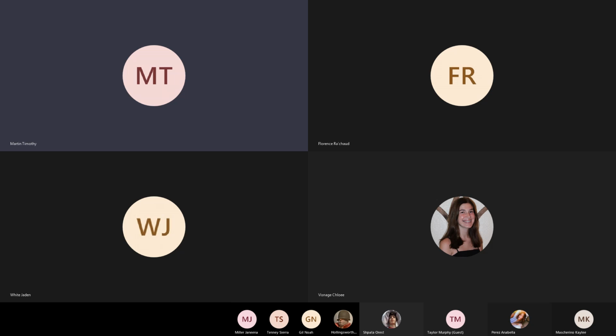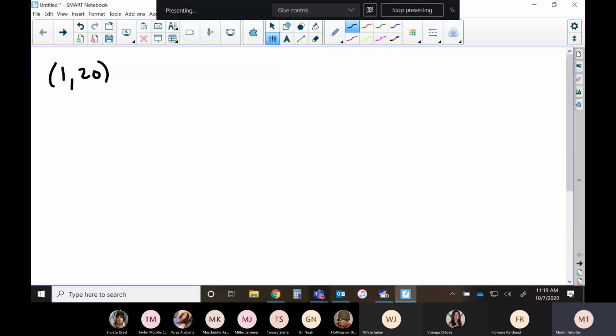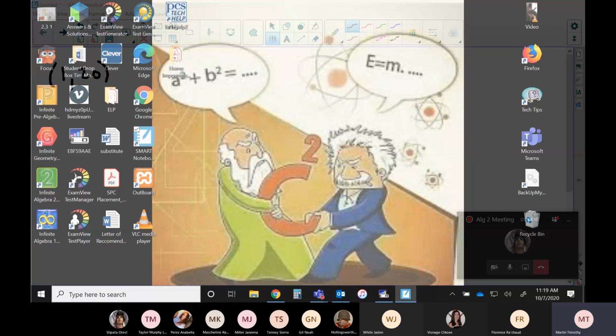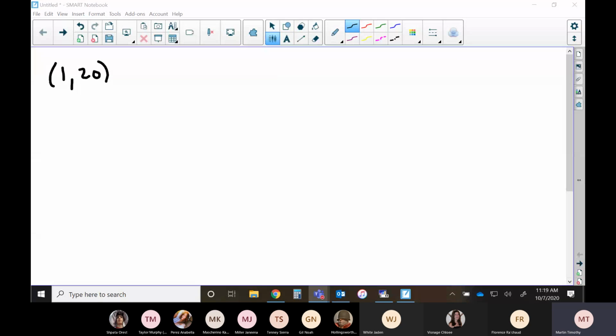Your vertex is (1, 20), and your y-intercept, which we said doesn't have to be the y-intercept, is 4. Go ahead and on your own real quick, try while I'm pulling up the problem. I want you to give me the equation in vertex form. That's what we ended on yesterday.